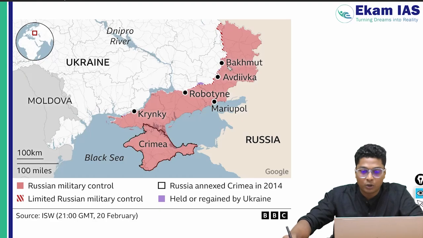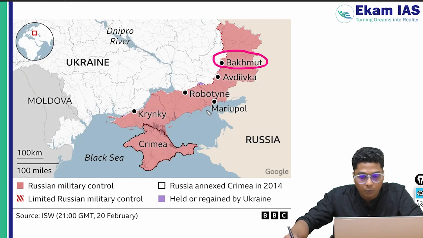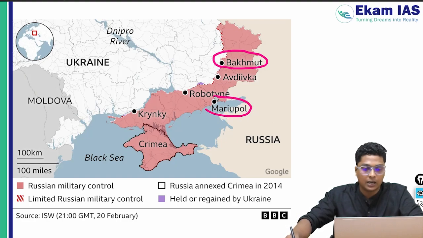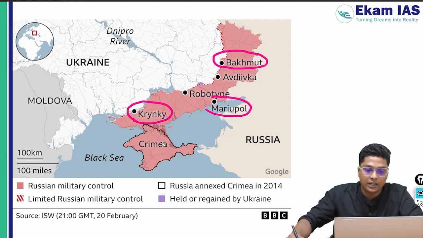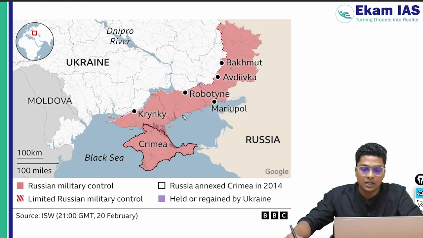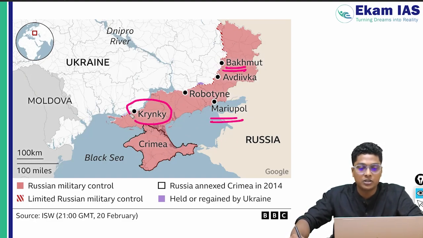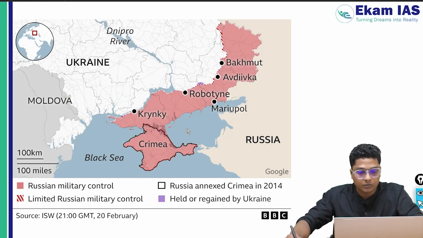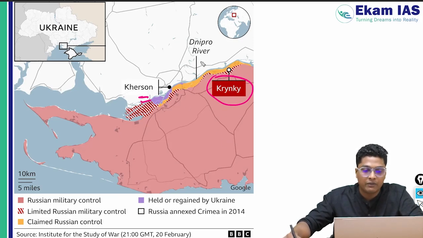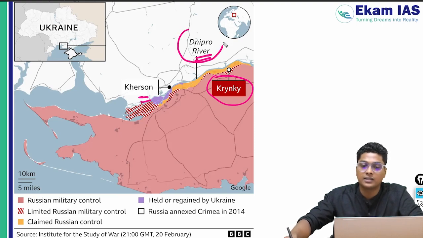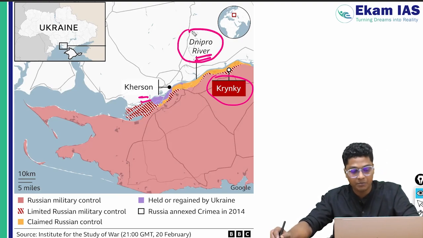Another important place is Bakhmut, where a major battle has taken place. Bakhmut, then Mariupol. Similarly, another region here is Kriniki. And the Crimean Peninsula we have seen earlier. So these regions, remember, especially Bakhmut, Mariupol, and Kriniki, these three regions you remember. Further moving forward, we'll be able to find this Kriniki region earlier, also Kherson, and we have seen the Dnipro. Here it is written as Dnipro. Dnipro, both are the same.